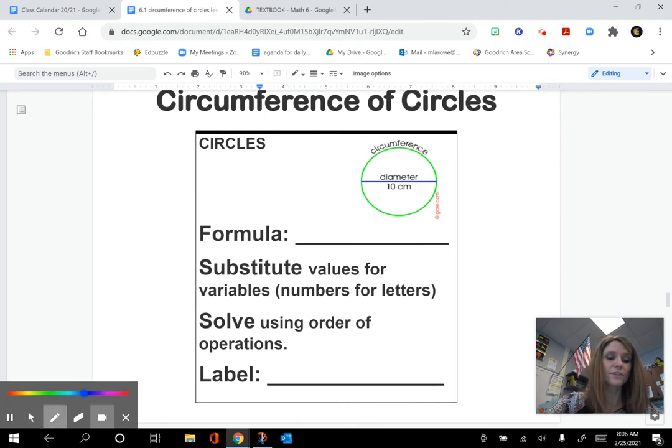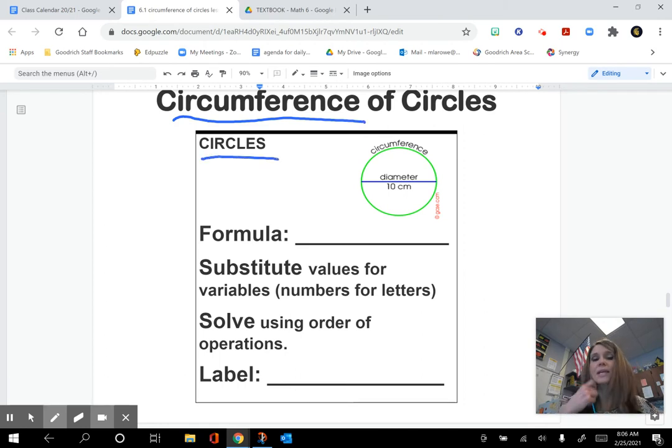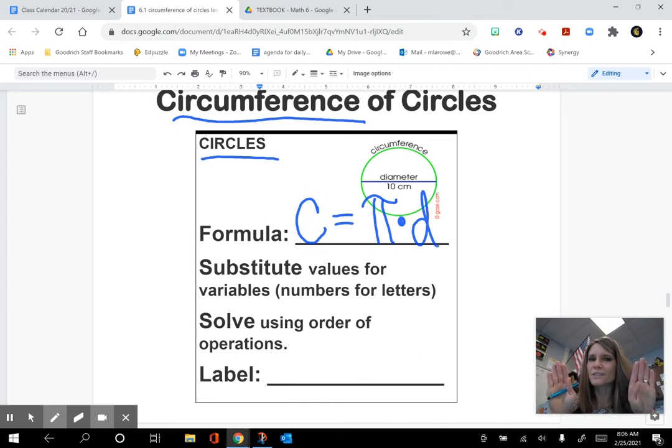So find the first column where it's talking about circumference of circles, and we're looking at the shape of a full circle. And our formula is C stands for circumference equals, now here comes our symbol, pi multiply by d. So when we put that symbol of pi next to the variable of d, if there's not a symbol between them, remember that's a fancy way of showing multiplication. I'm going to write my formula with a multiply symbol in between them so I remember to multiply.